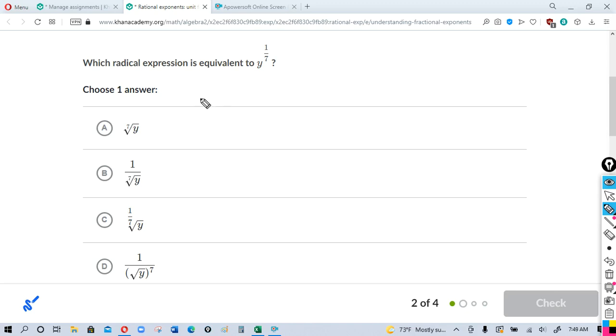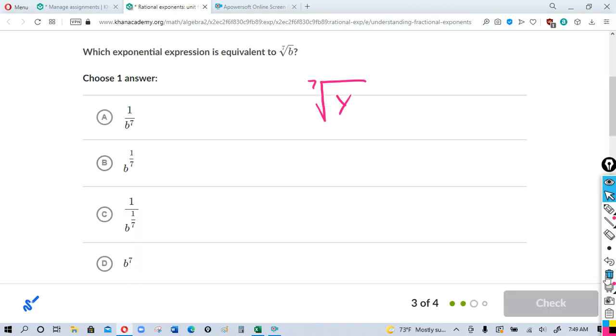All right. Which of the following is equivalent to y to the 1/7? All right, we have our y. The numerator is the exponent, so it's just y to the 1, or you can leave it as y. And the denominator is the root, so it's the 7th root of y. Okay, and really you don't need the 1, because when it's to the first power, you don't write the 1. So it's just the 7th root of y, and we can see that's answer A.